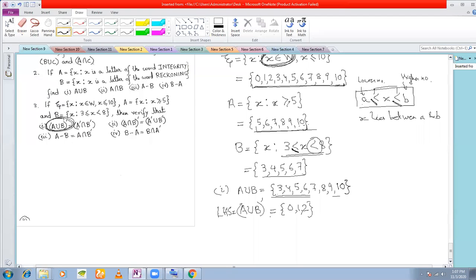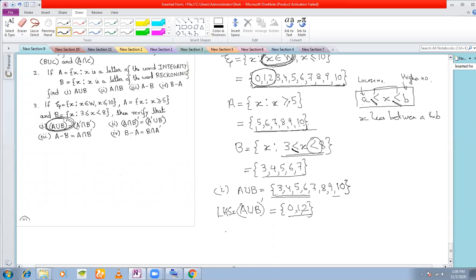And what is A union B complement? A union B complement are those elements which are not there in A union B. Remember, A union B complement are those elements which are not there in A union B. And which elements are not there in A union B? It is 0, 1, 2. Because see, only these elements are not there in A union B. So this is the left hand side we have found out, A union B complement.